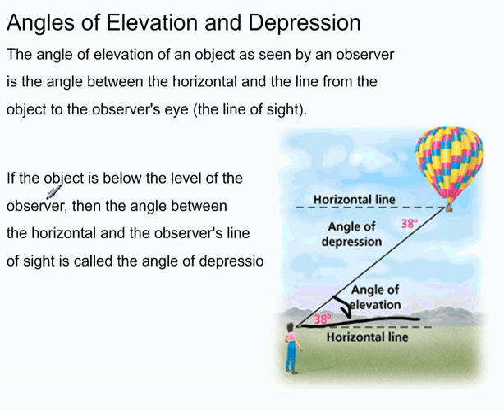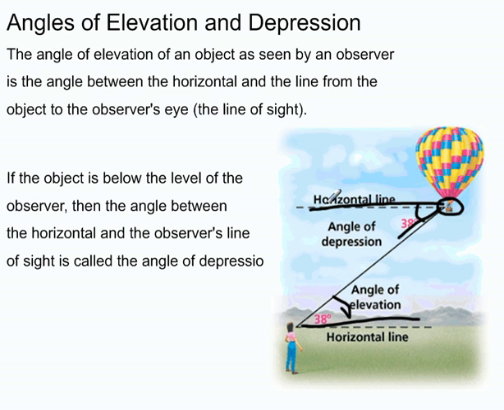Also, if the object is below the level of the observer, so if we were up here in the balloon and we were looking down from the horizon, then our angle of the line of sight would be the angle of depression.